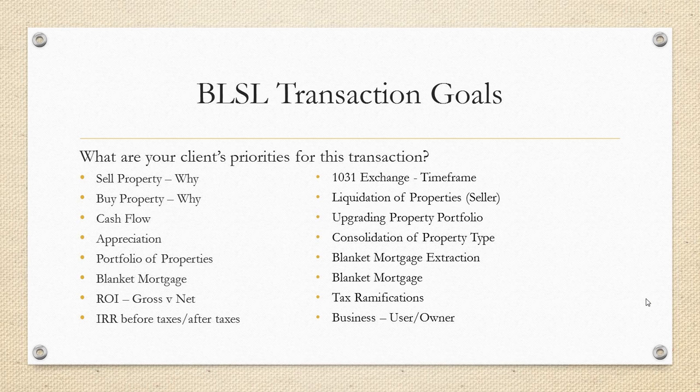1031 exchange, there's time frames to those. Are they liquidating the properties? If you have a seller doing that, it's good to know that, because if they're doing liquidation of properties, you might be able to package something for them, and the package might sell better than if it wasn't packaged. So it's good to know what they own and how they own it. Upgrading property portfolio, you have a buyer who's trying to build the same, so it goes in reverse. There's someone doing a liquidation, there's someone doing an upgrade to a property portfolio. And the consolidation of property type.